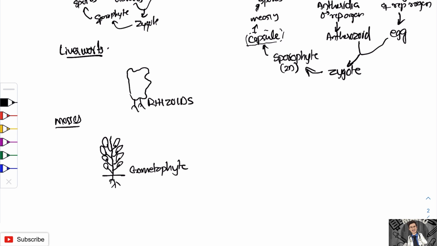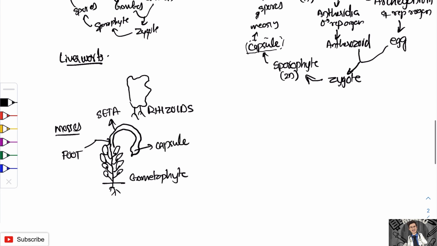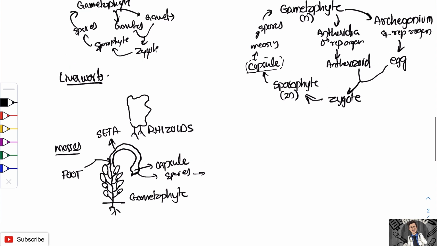And the sporophyte actually grows on the gametophyte, and it has got three parts: a foot, a seta, and a capsule. So within the capsule, it undergoes meiosis to form the spores. And once the capsule breaks and dehisces and releases the spores, when these spores come in contact with the soil or mud or whatever it may be, they form the gametophytes, and thus the cycle continues.